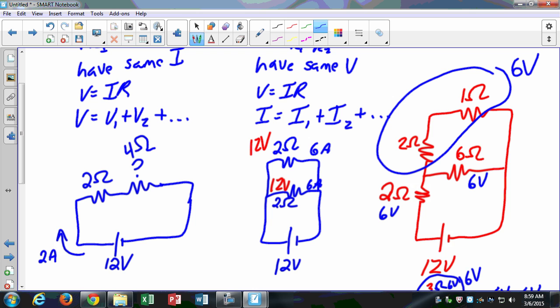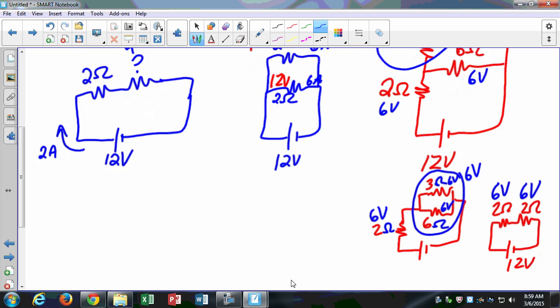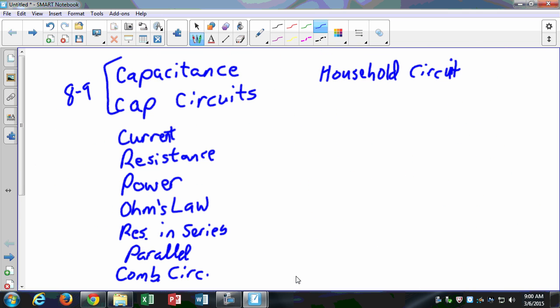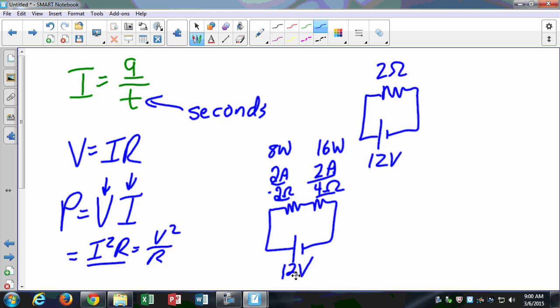Those sort of problems, if it takes you a little longer to go through them, that's fine. If you have to write out all the intermediate steps, I think you'll have plenty of time. But it'll help if you can just look at them and think about how the voltages are distributed. Okay, what was the next topic? Oh, household circuits are the next thing.